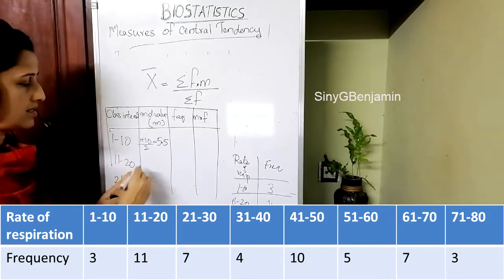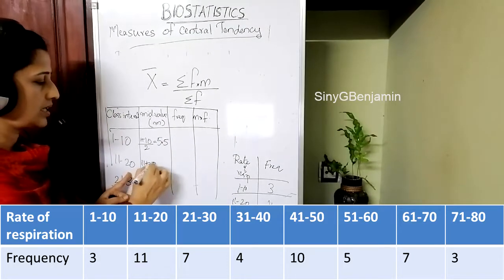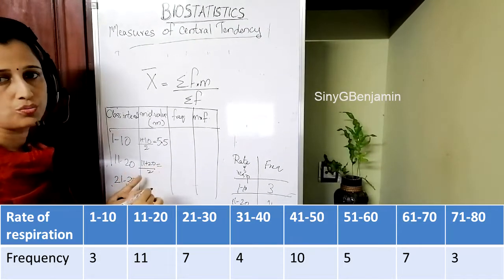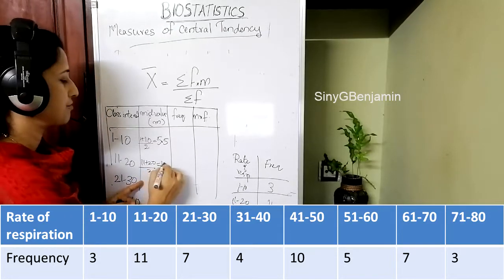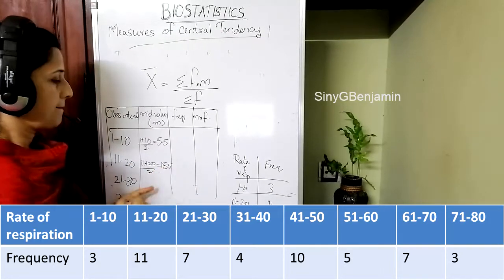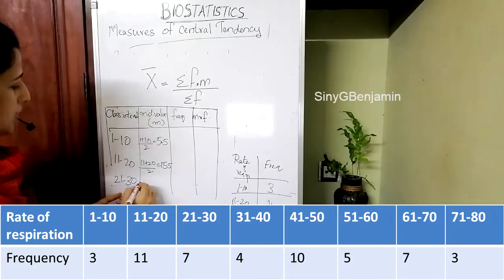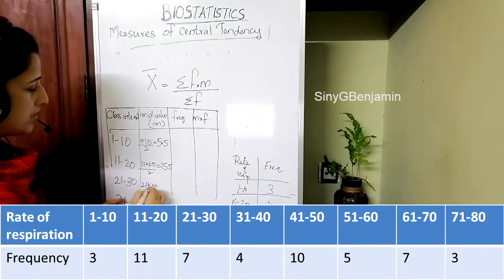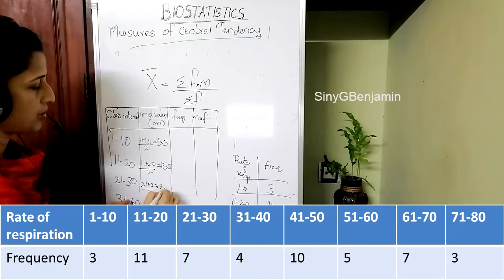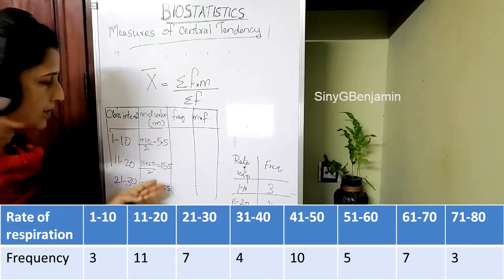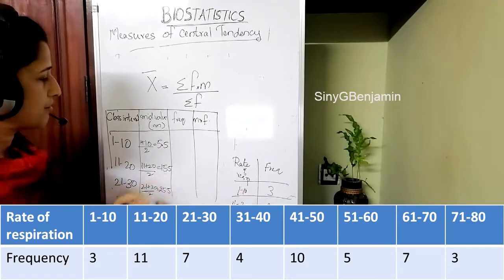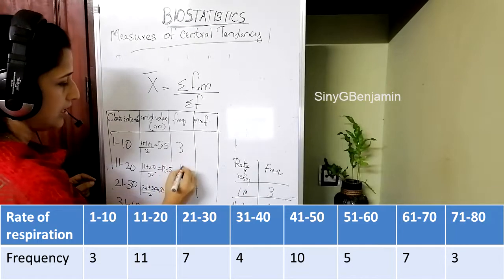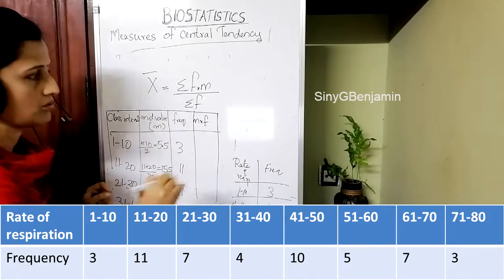Here, next is 11 plus 20 divided by 2. The value is 15.5. And here, 21 plus 30 divided by 2, that is 25.5. Likewise, you can complete the table. Then the corresponding frequencies are 3, 11, 7. It goes on like that.